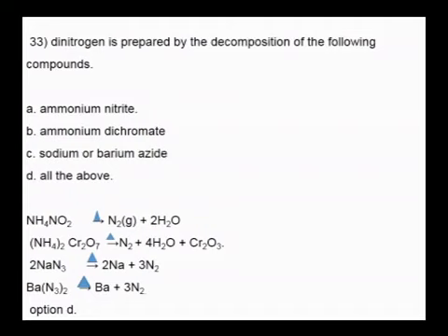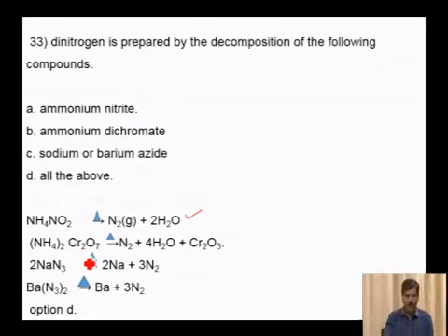33rd question. Dinitrogen is prepared by the decomposition of the following compounds. Options are: the first option ammonium nitrite, second option ammonium dichromate, third option sodium azide, fourth option barium azide, and all the above. Let us see the first one. The formula is NH4NO2. On heating it gives N2 plus 2H2O. So here dinitrogen is formed.